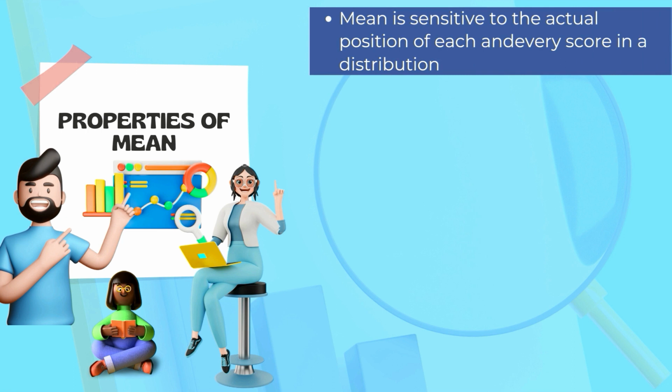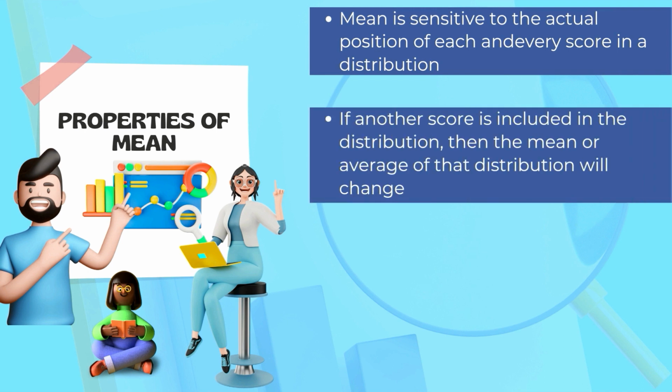So mean is sensitive to the actual positions of each and every score in the distribution, and if a score is included in the distribution, then the mean or average of the distribution will change. When we calculate average, you will see that the mean is very sensitive to all scores, because when we calculate mean, we consider all the scores. So it is very sensitive to the actual position of the scores in the distribution.